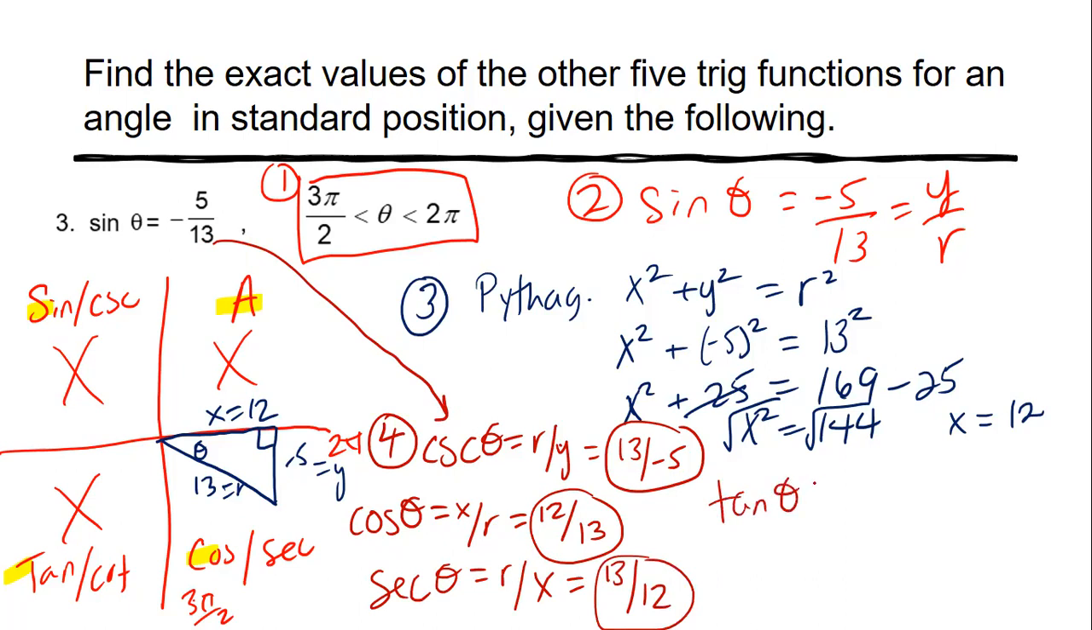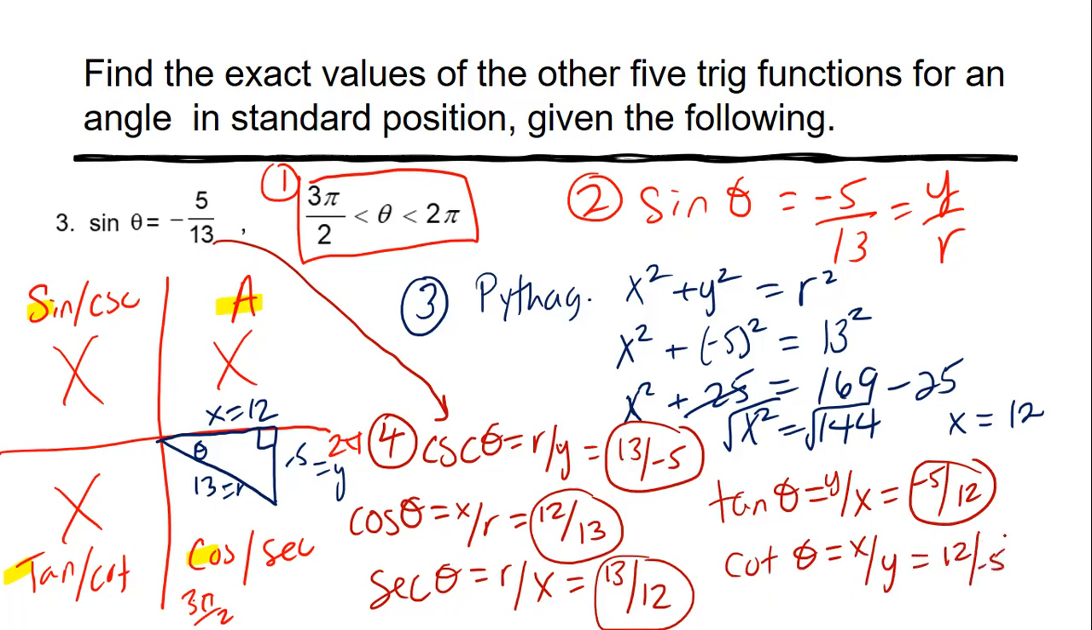All right. Tangent theta is going to be y over x. What's my y? Negative 5. And what's my x? 12. Boom. And then cotangent theta is x over y, which is going to be 12 over negative 5. So we found the remaining trig functions.